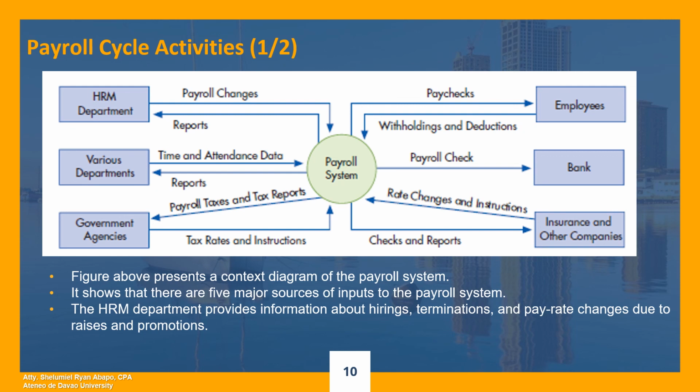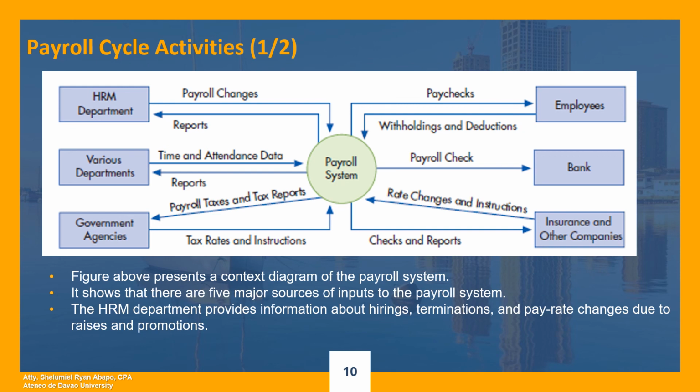The diagram shows that checks, which may be electronic fund transfers, are the payroll system's principal output. Employees receive individual paychecks as compensation for their services. A payroll check is sent to the bank to transfer funds from the company's regular accounts to its payroll account. Checks are also issued to government agencies, insurance companies, and other organizations to meet company obligations.